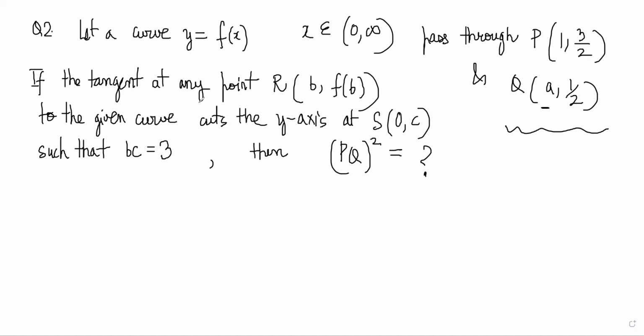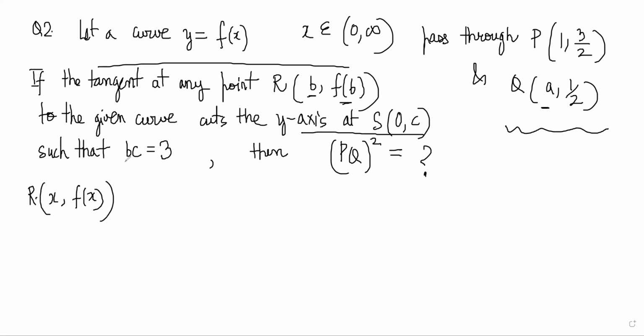See, you have to start from this sentence. Tangent at this point cuts the y-axis at this point, right? So let's say instead of this point, I write it as x comma f of x is the point R. So when they say BC is equal to 3, I should write XC equal to 3, right? Yes, sir. Because here B was this coordinate, x coordinate of R. So, and they're writing R here, right? X coordinate of R. Correct? Yes, sir. Why am I doing that will become clear.